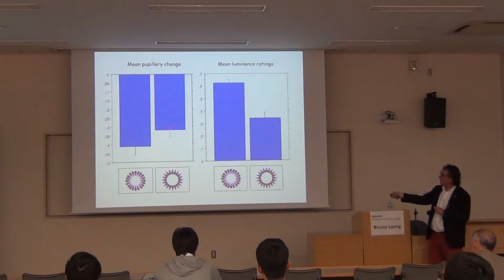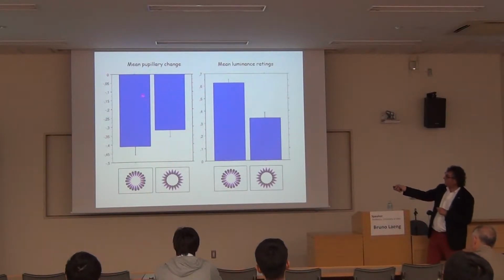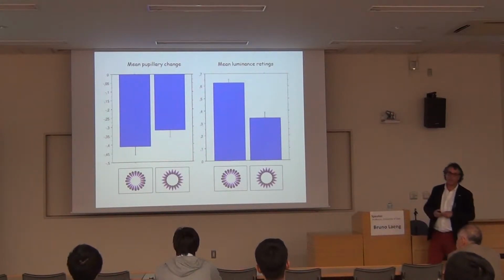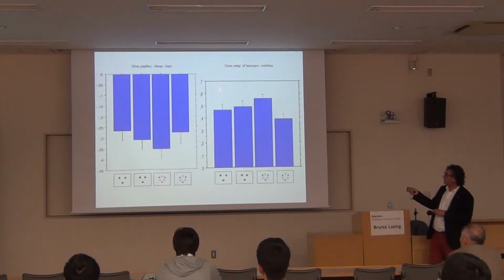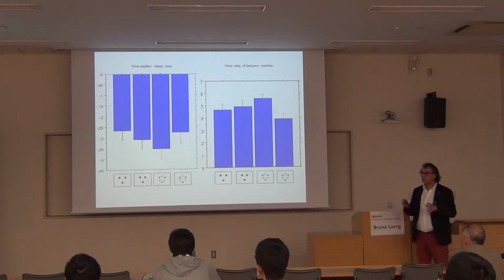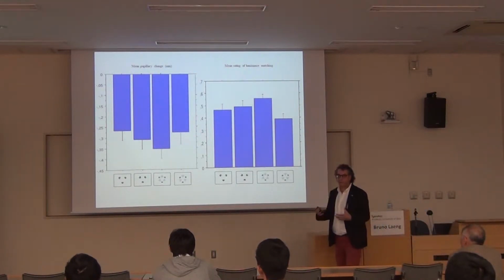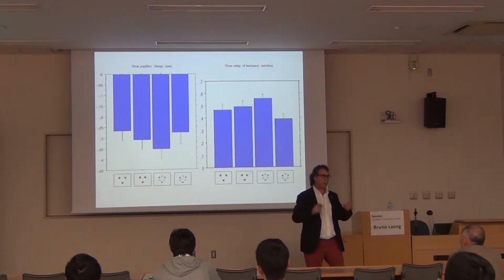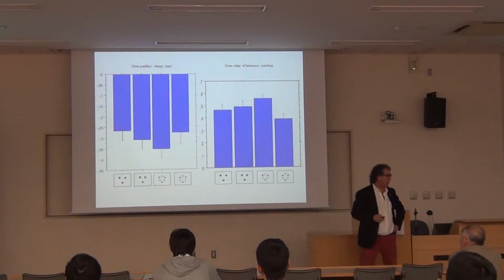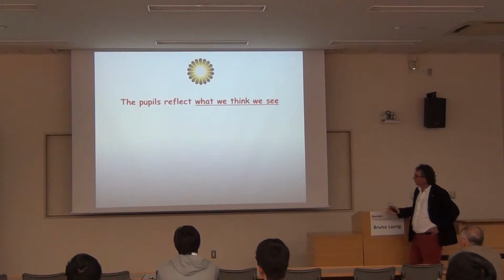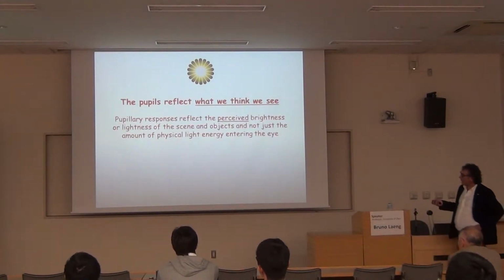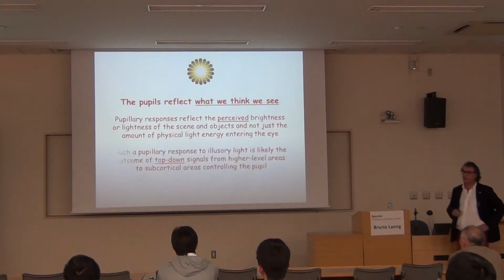As you can see, they match each other. So they are mirror images of one another. When this is objectively high, then the pupil reacts more. And so on. And this happens also for these classes of stimuli. Okay? Although the brightness illusion is more powerful than the lightness illusion in provoking this response in the pupil diameter. So to summarize, what we can conclude is that the pupils reflect what we think we see.